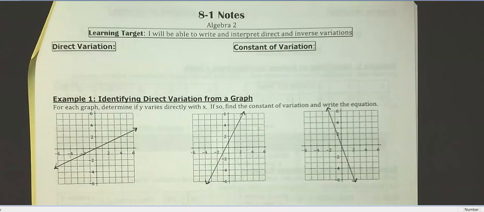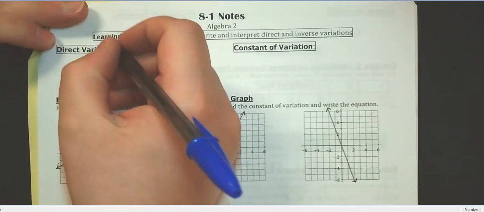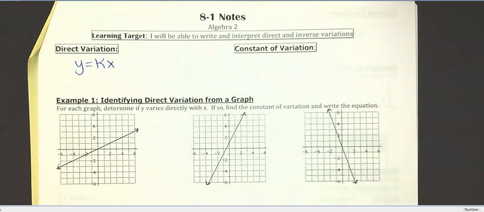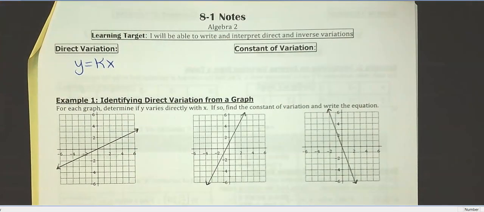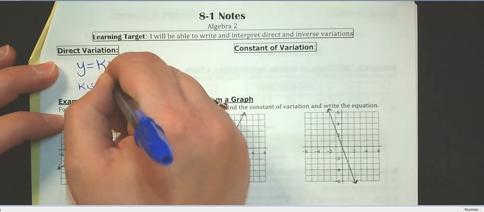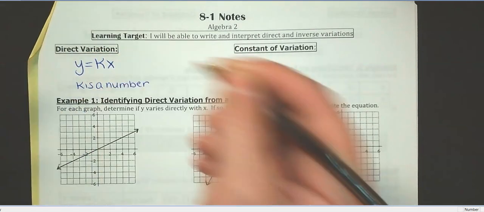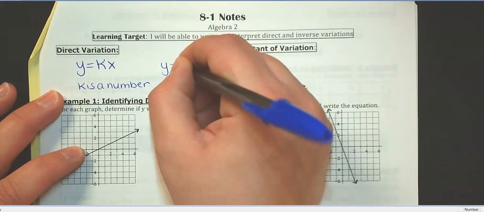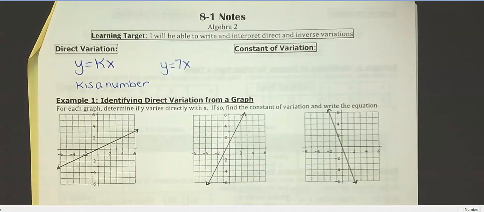This will be super similar to this. So a direct variation, it's actually just the equation of a line, but a direct variation looks like this. y equals k times x, and k in there is just a number. Like maybe you have something like y equals 7x or something like that.